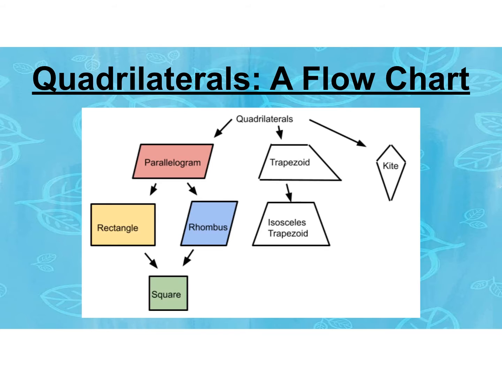Here's our flow chart, and this side here is what we already worked on: parallelograms, rectangles, rhombus, and square. Notice the top is a quadrilateral. Quadrilateral means 4, so everything on this page has 4 sides. Parallelograms had 2 pairs of parallel sides. The ones we're going to learn today, trapezoid, isosceles trapezoid, and kite, do not have 2 pairs of parallel sides. So they're not parallelograms, but they are 4-sided figures, so we call them quadrilaterals.